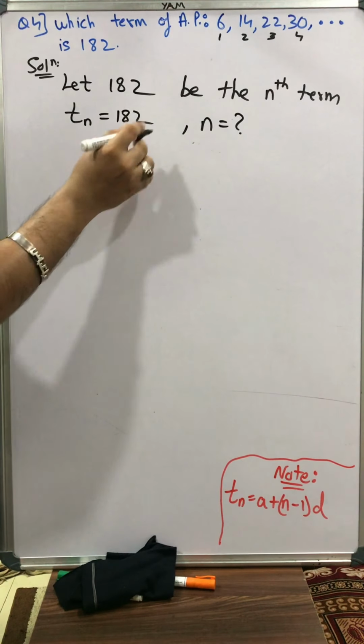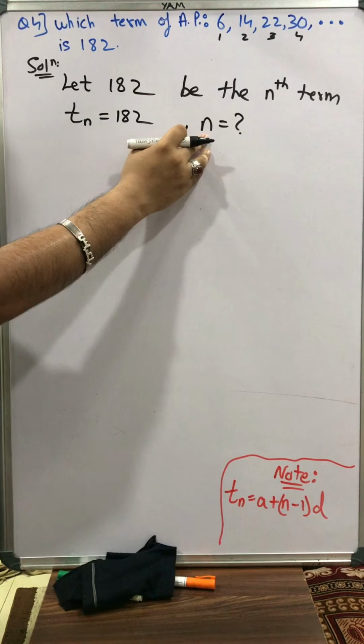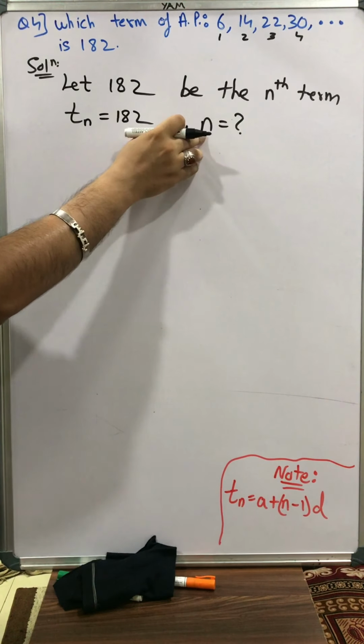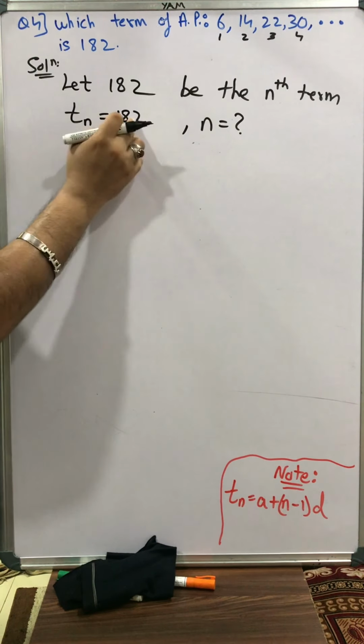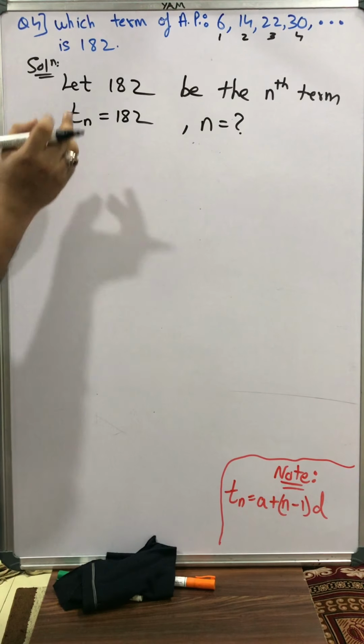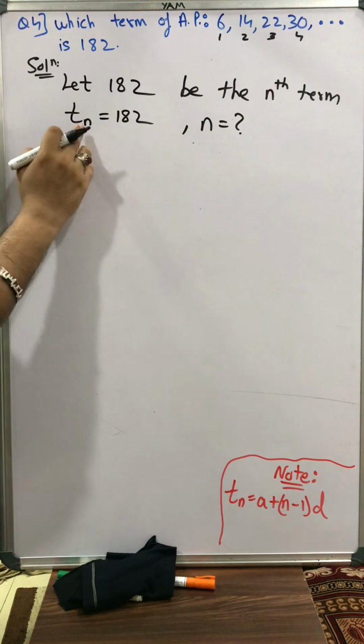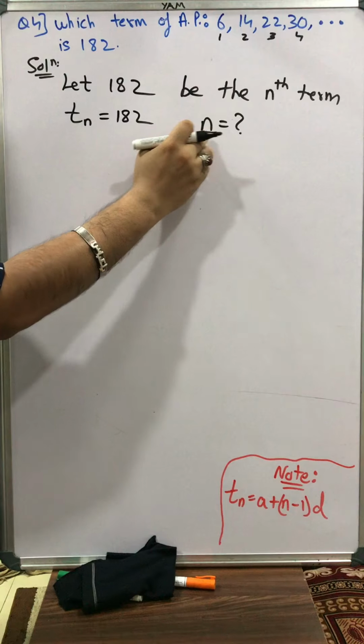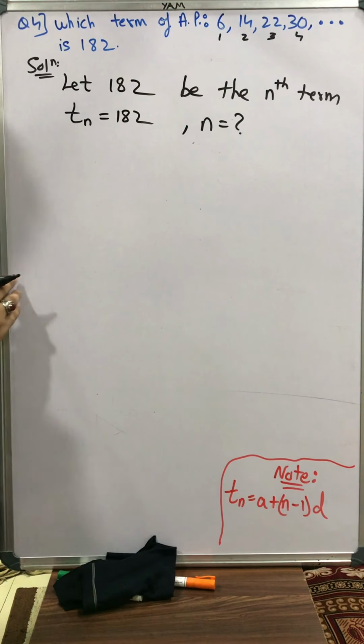But we know that whatever is the value of n, at this value of n, the value of the term is 182. The term's value is 182, but at which number it will come, that we don't know. So we wrote Tn and we need to find that value of n. Understanding, students?